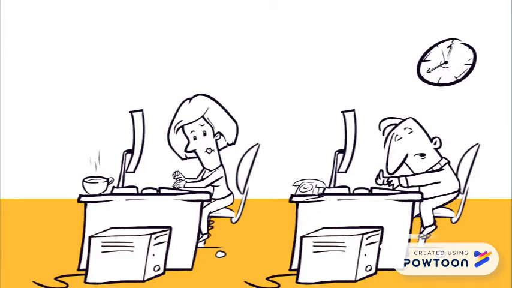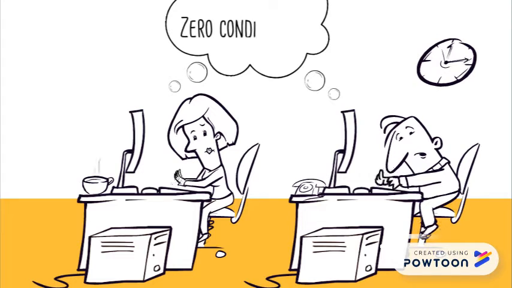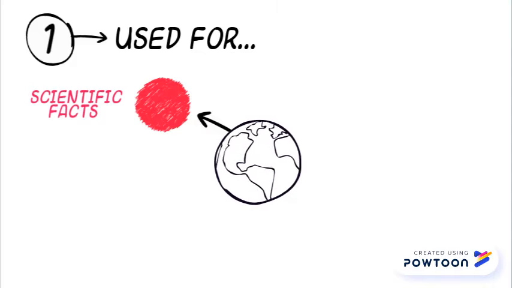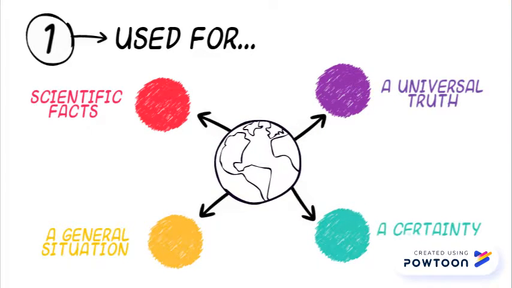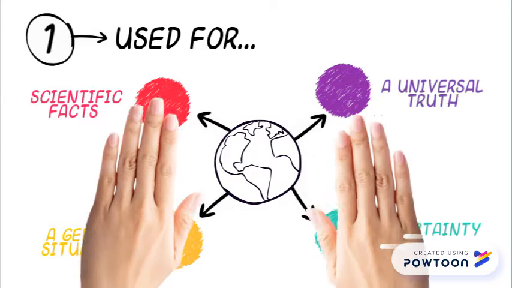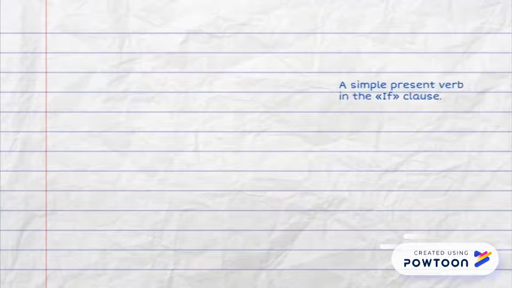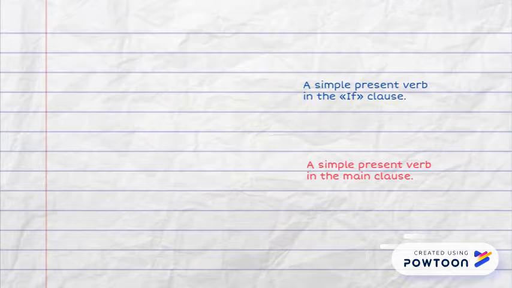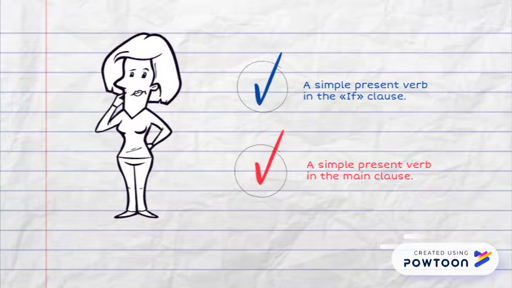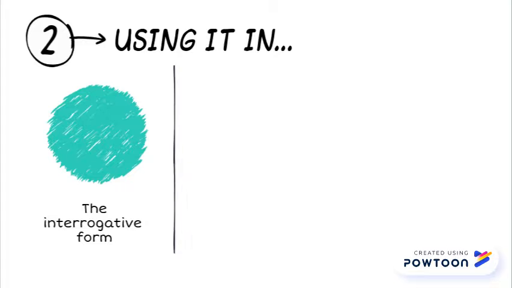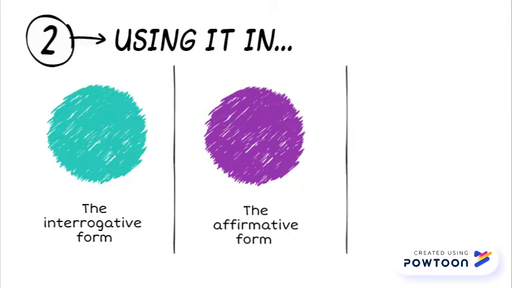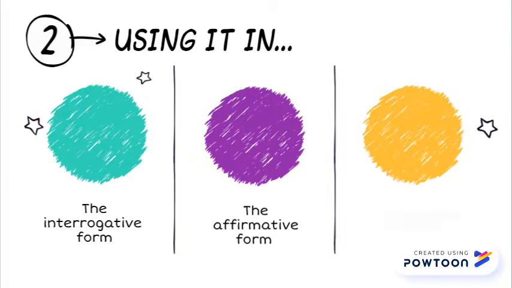The first type of conditional is the zero conditional. It is used for a scientific fact, a general situation rather than a particular one, a universal truth or a certainty. This type of conditional is formed using 2 verbs in the simple present, one in the if clause and one in the main clause. This not only applies for the affirmative form, but also for the interrogative form and the negative form.